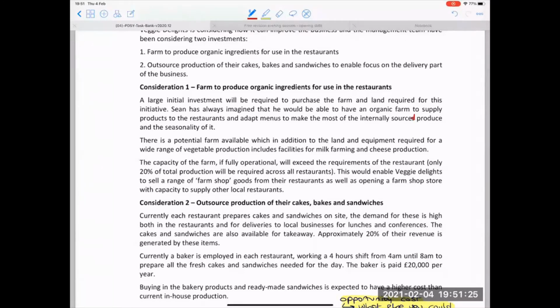So we've got to think of benefits and costs related to this option, both financial and non-financial. So have a minute, have a think, put some ideas in the chat, and we'll see what we can come up with. Put your ideas in the chat. We'll hopefully have coverage of all four. Let's see what you think.